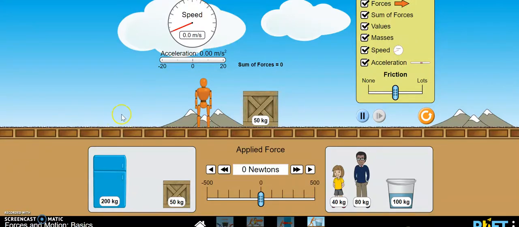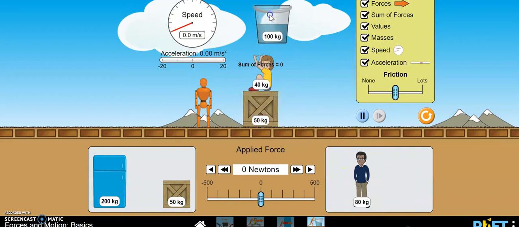Little analysis of the simulation you did yesterday. You've got a person here that can push on a box in either direction. We can measure the speed, acceleration, and we can change the friction and all sorts of things. We can even stack a little girl, make her really strong, holding up 100 kilograms of water, whatever.